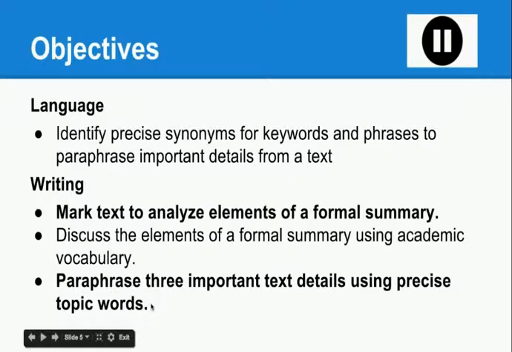And also here, you're going to paraphrase 3 important text details using precise topic words. This last objective, it's important for you to learn how to write in your own words or to paraphrase 3 important text details using precise topic words. So if you remember, after each section shrink, I've had you guys identify precise topic words in addition to high utility academic words. That wasn't just for fun. You're going to be using those important topic words to create a summary eventually. But we're going to first learn how to paraphrase using those words.